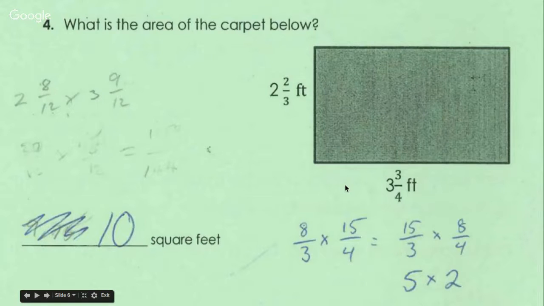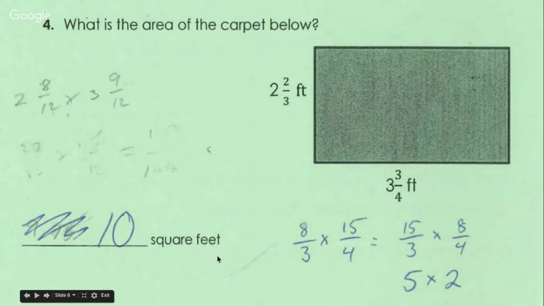Now, to help myself on this problem, I did our little switcheroo tactic, our commutative property, where I flipped my numerators. I put the 15 on top of the 3, the 8 on top of the 4. Now, why did I do that? Because 15 over 3, I know that I can simplify that to be 5 wholes. 15 divided by 3 is 5. And then 8/4, I know 8 divided by 4 is 2. So the problem that I'm actually solving is 5 times 2, which is where I got my 10 square feet.